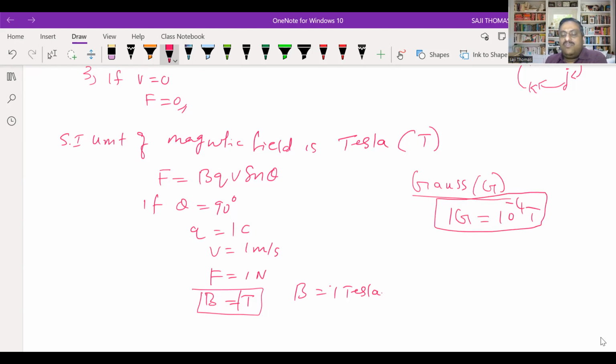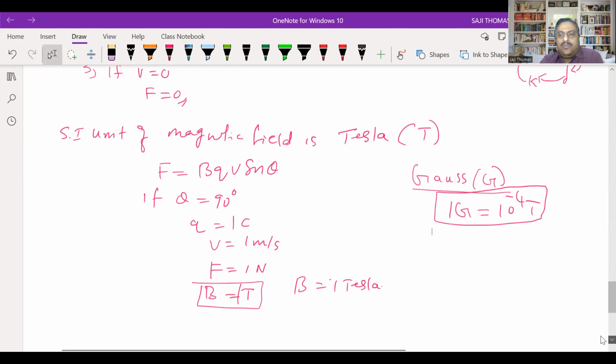So what is the definition of 1 Tesla? The strength of the magnetic field is 1 Tesla if a charge of 1 coulomb moves with a speed of 1 meter per second perpendicular to the magnetic field and experiences a force of 1 Newton. Remember this relation between Gauss and Tesla: 1 Gauss is equal to 10 raised to minus 4 Tesla.